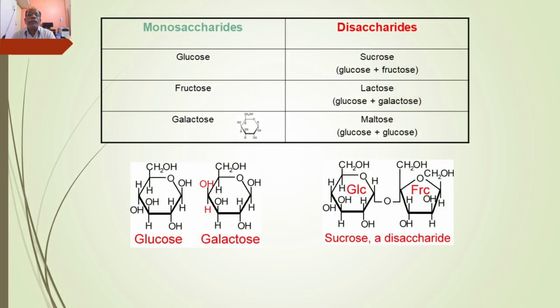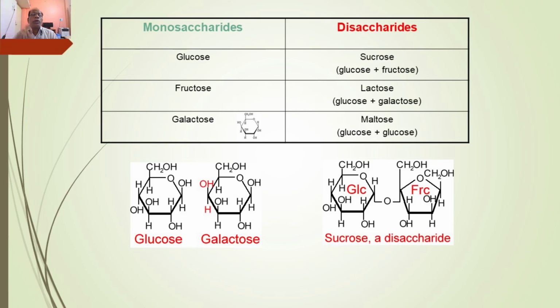Here we have examples of the monosaccharides and disaccharides. Monosaccharides are glucose, fructose, galactose. These are the single units or the basic units of the carbohydrates, called monosaccharides. The examples are glucose, fructose or galactose.